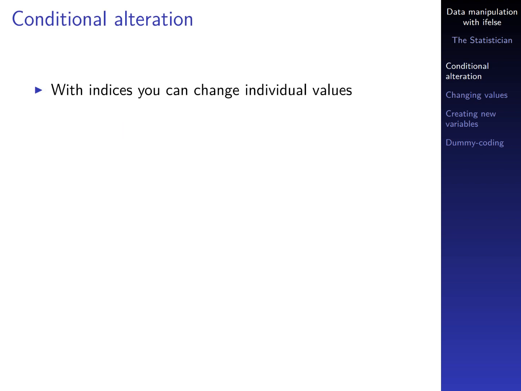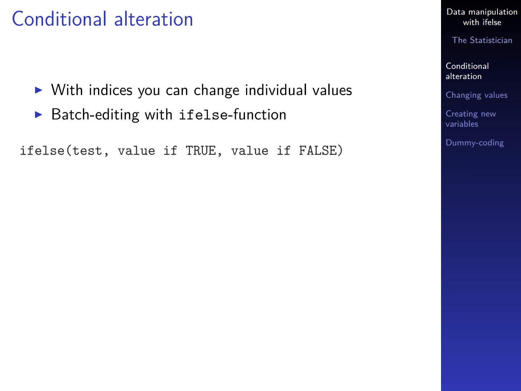Now, last time I showed you a way to change individual values by using indices. If you have lots of data, that method will become quite cumbersome quickly. Fortunately, ifelse allows you to change all your values for a given condition. And here is how it works.